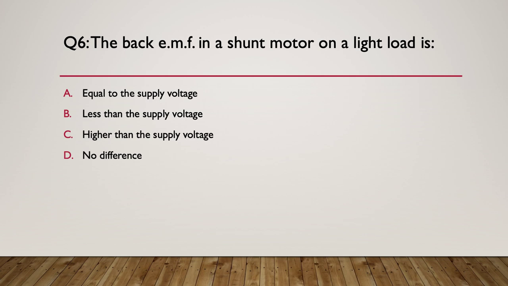The back EMF in a shunt motor on a light load is: equal to the supply voltage, less than the supply voltage, higher than the supply voltage, or there is no difference. So you've got to think about Lenz's law. What's Lenz's law about? So it's less than the supply voltage. The back EMF has got to be less. If you don't have the back EMF less than the supply voltage, then you won't get any torque developed, and that's going to be an issue.